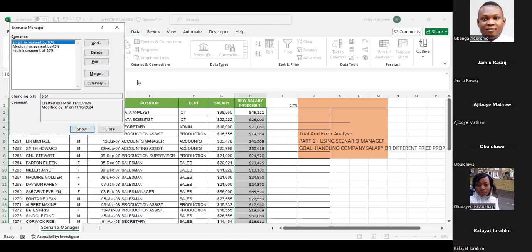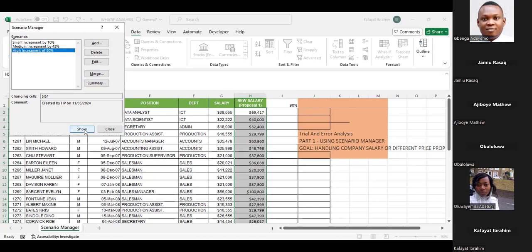Now you click on the first scenario. Click on show. You see that the numbers have changed. What you are seeing now is based on 10% increments, right? Click on the medium increments by 45% too, and click on show. What do you see? The figures change, the changing cells also change. Click on increment of 80% and click on show.